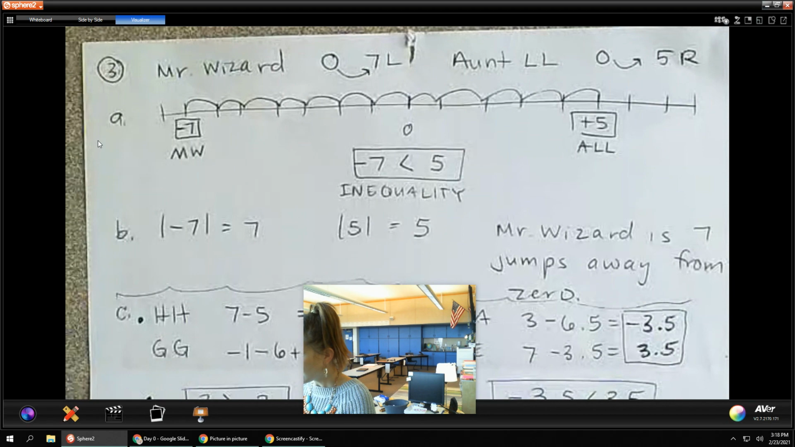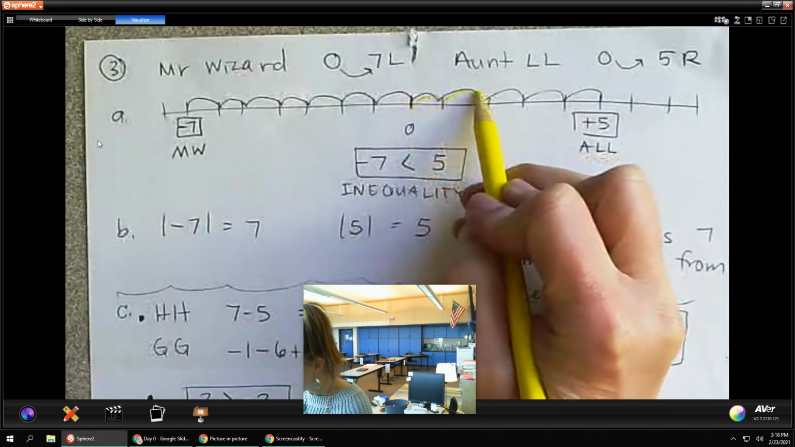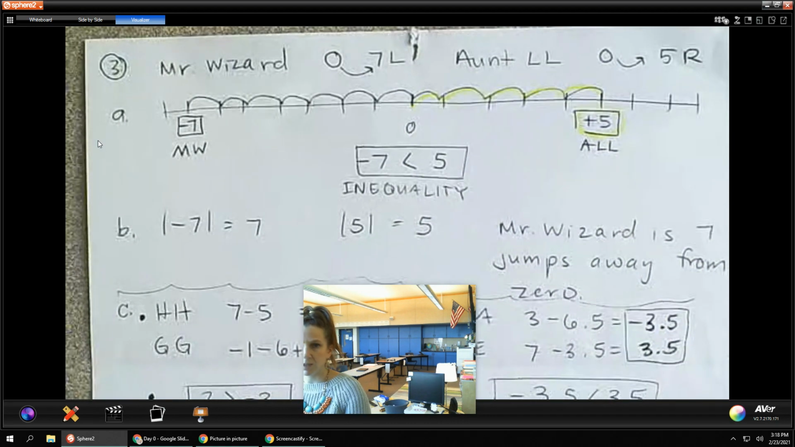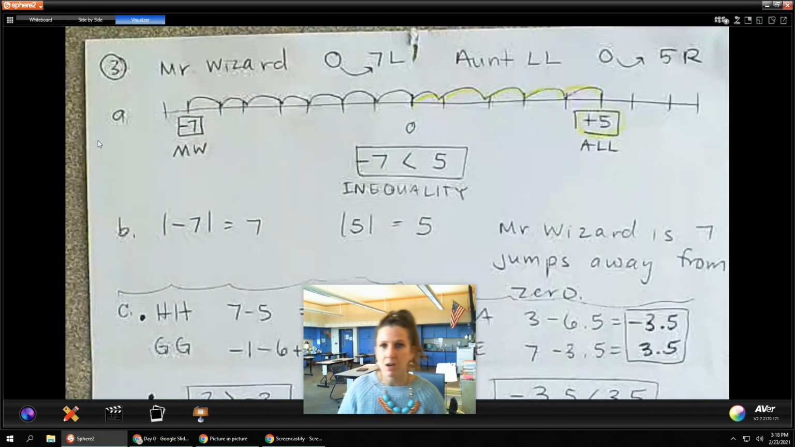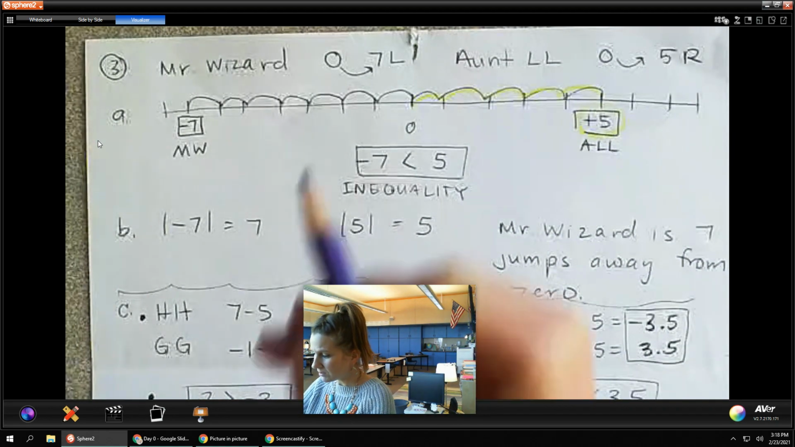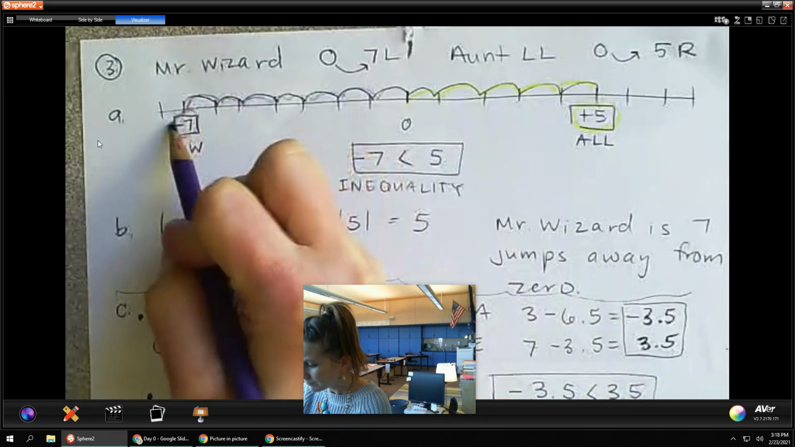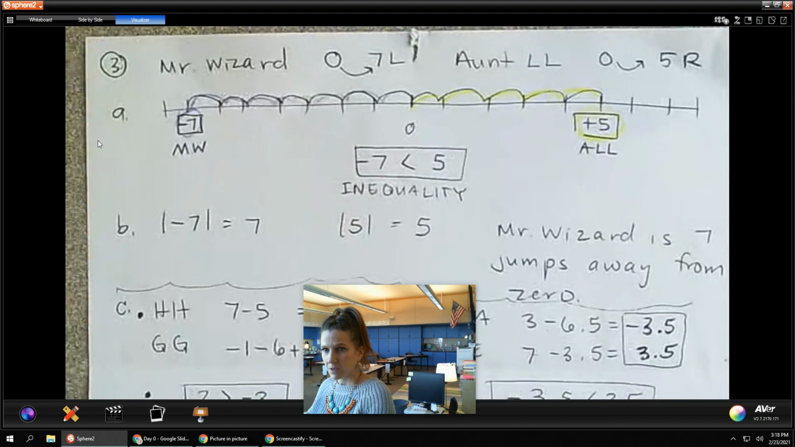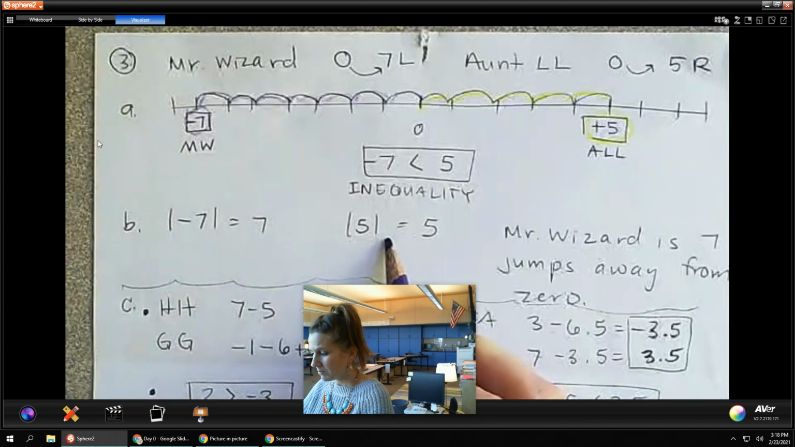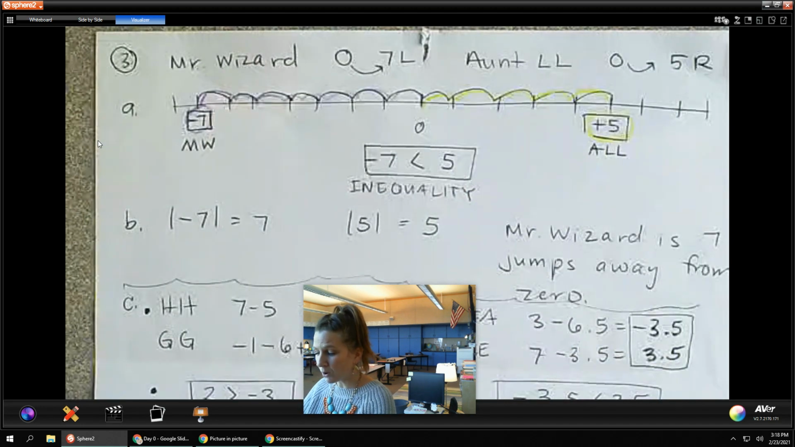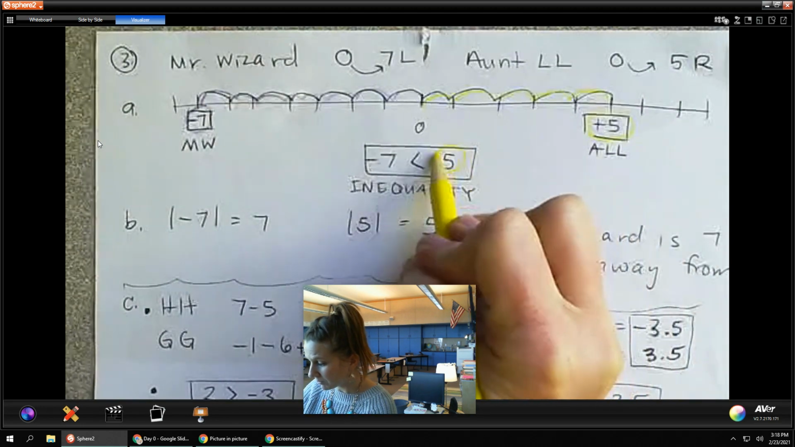I'm just going to start with the right since that's sort of what I'm doing. We did 5, plus 5 for Auntie Longlegs. And then I've got Mr. Wizard. He went all the way to 7 to the left. This is our inequality statement. Remember, a positive 5 is always going to be bigger than a negative number.